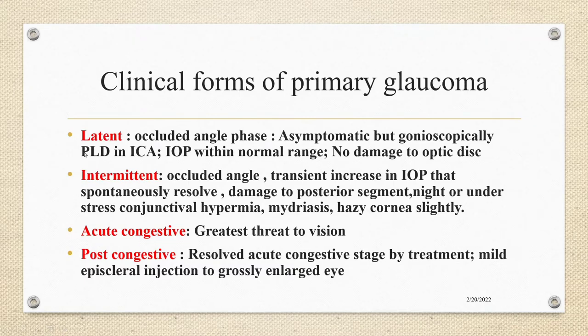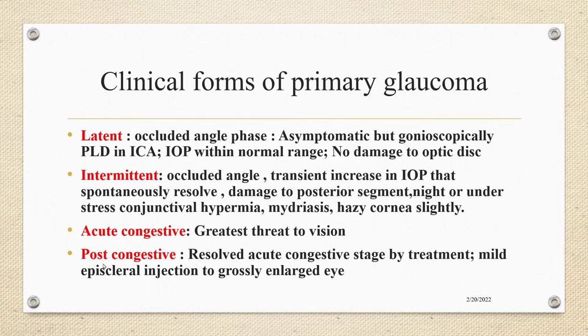So as time goes on, it will be converted into the acute congestive stage. This acute congestive stage is the greatest threat to the vision of the dog. So most of the time the dogs are presented to the clinics in this acute congestive stage only. At this time, most of the damage has already occurred to the retina. So there are very low to average chances of it being resolved.